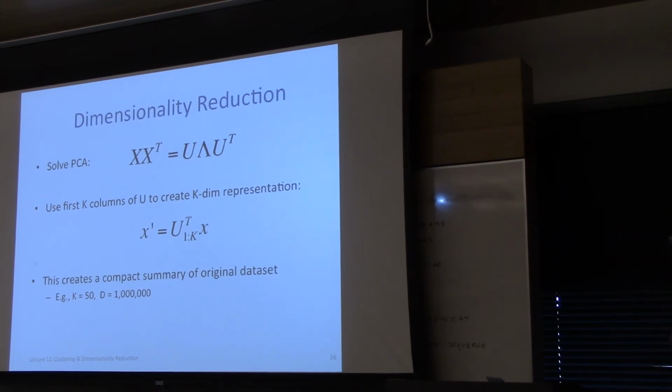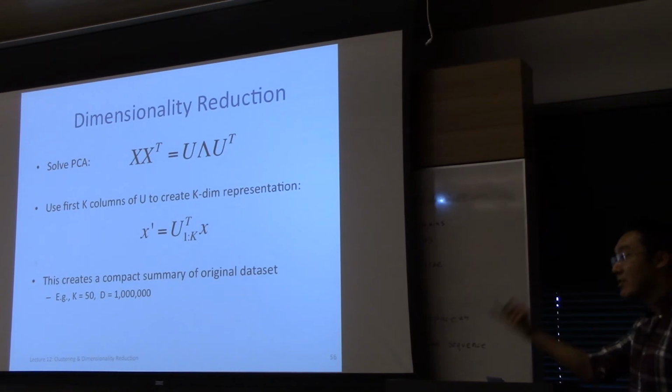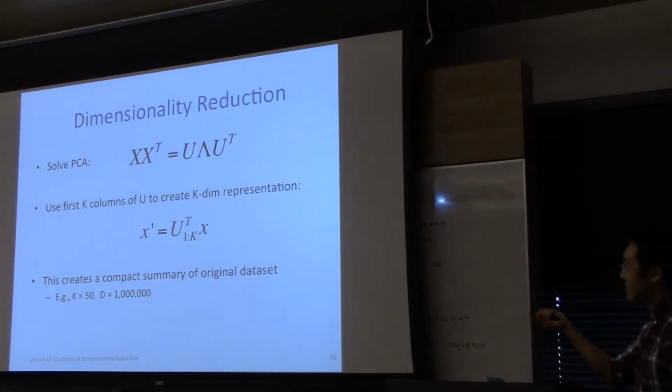So PCA is a form of dimensionality reduction. You can use just the first k columns of U as a lower dimensional representation of the data, right? And we can prove that this is the representation of the data. So now x prime, if x is d-dimensional, or d was 1,000,000, and k was say 50, then x prime is a 50-dimensional vector, whereas the original x is 1,000,000-dimensional.